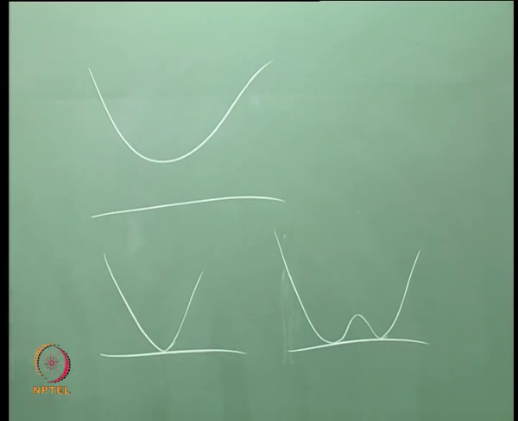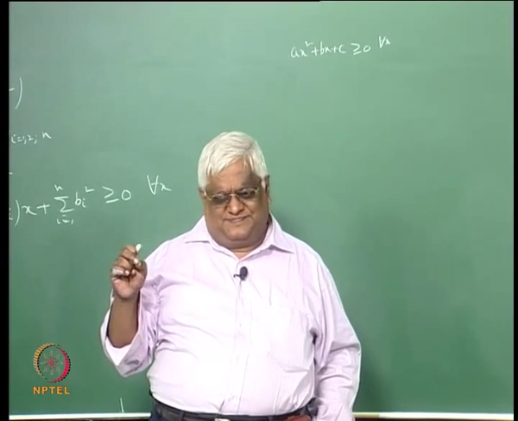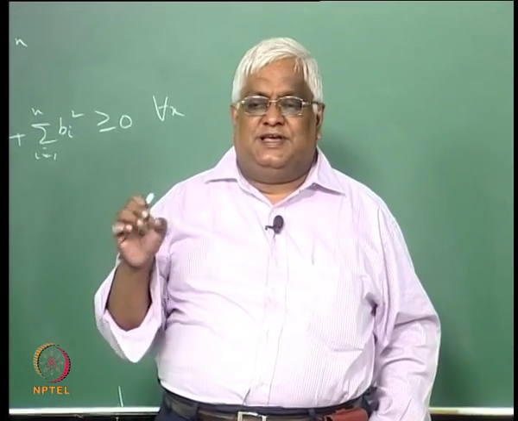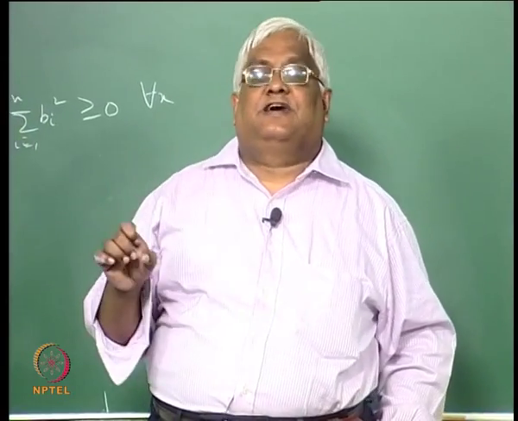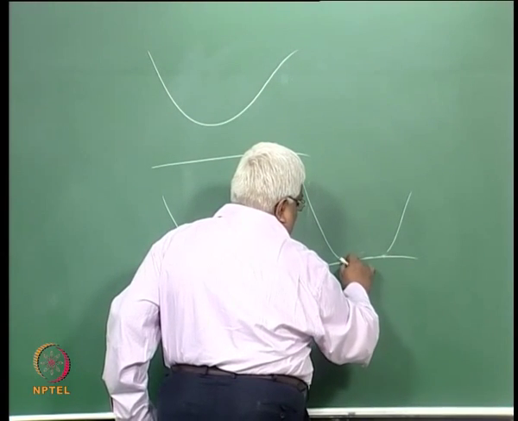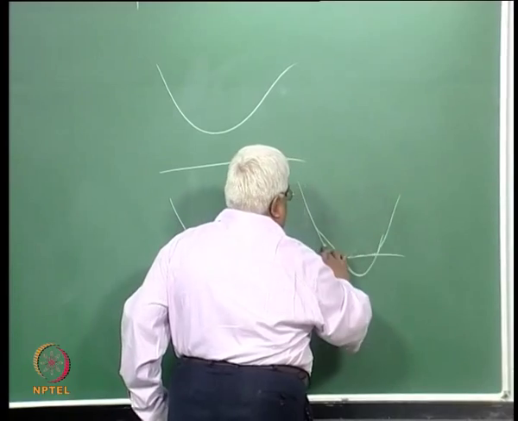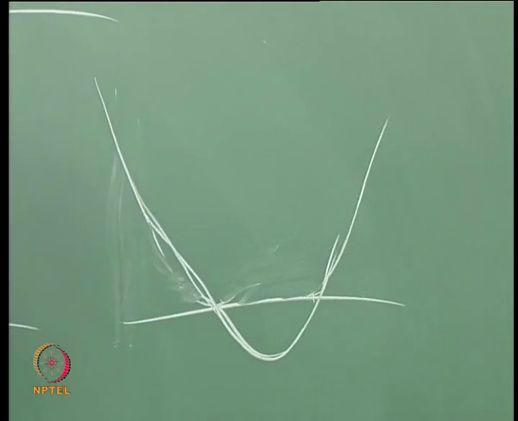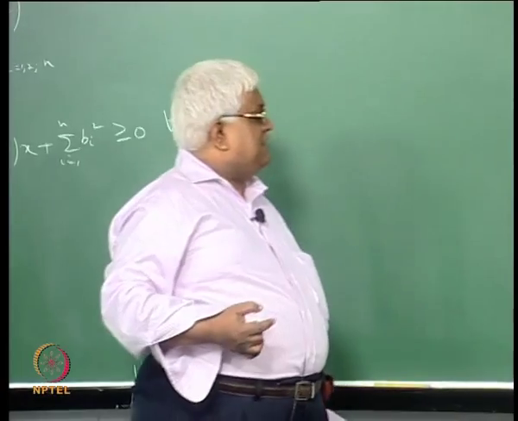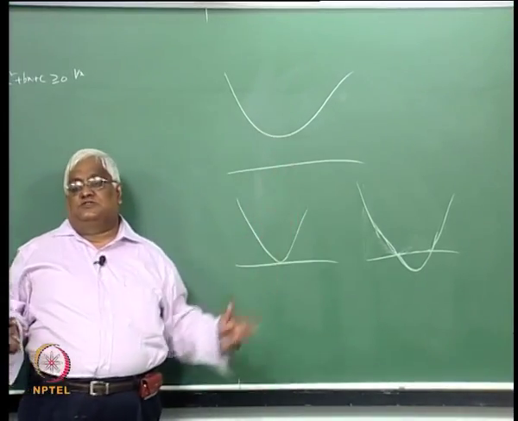First, this ax square plus bx plus c equal to 0 can have two real roots, right? And if it has two distinct real roots, then in between those two real roots, the function takes negative values. It cannot be like this. If you have two real roots, that means this is one root and this is one root, then it is going to look like this. In between those two roots, you should get negative values. So that means either this case has to happen or this case has to happen. This case means there is no real root.